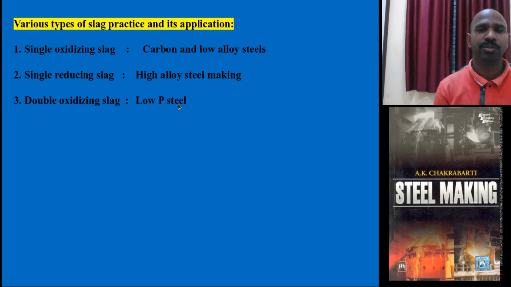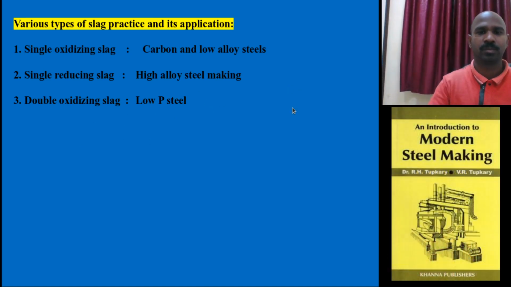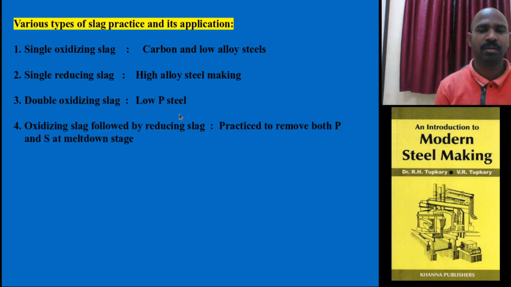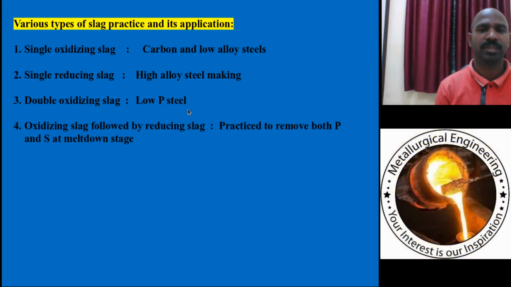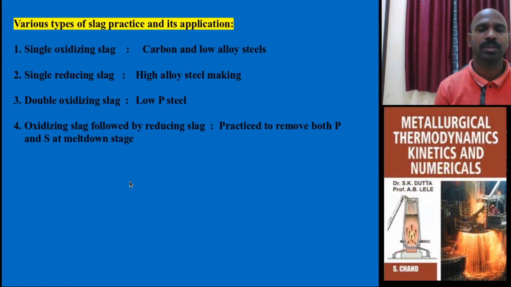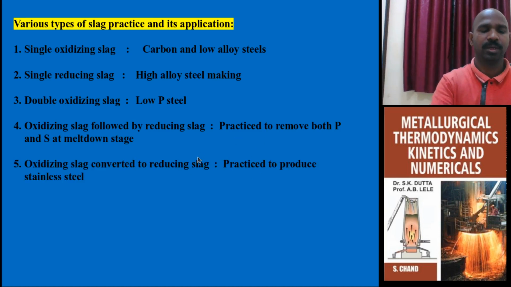If you want to produce low phosphorus steel based on the requirement of the client and industries, based on its application, you go for the double oxidizing slag. And if oxidizing slag is followed by reducing slag, phosphorus as well as sulfur are removed at the melting stage itself, without going to the refining stage. So this is one more advantage.